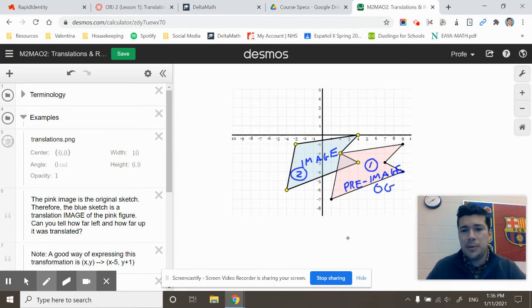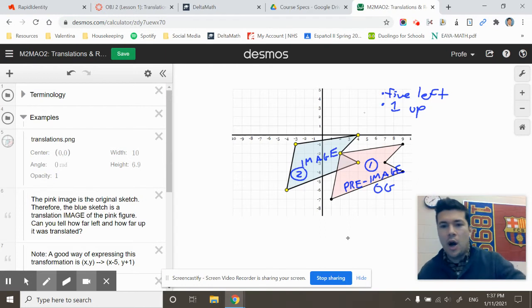Now it's pretty simple to tell that every point from my pre-image has been shifted 5 units left. Well, 1, 2, 3, 4, 5 units left and 1 unit up. And that is a translation. It basically moves left, right, up, or down.